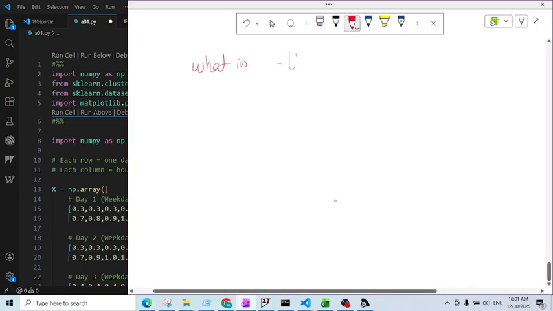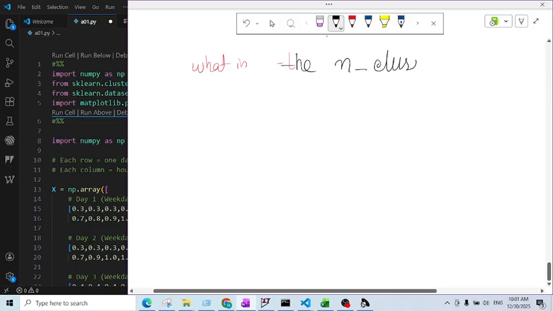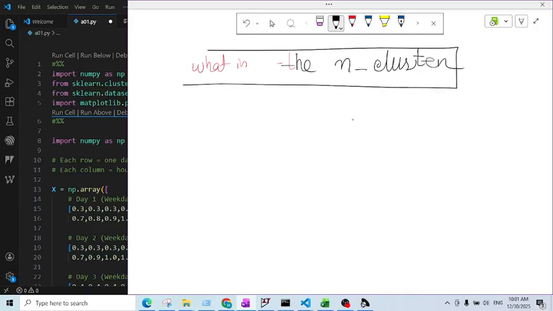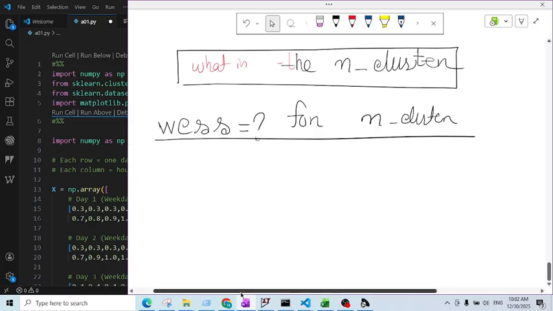to find the number of clusters. So now how to find this? If we want to find this, we have to find WCSS for each number of clusters. So now what is this WCSS? Let me tell you that.